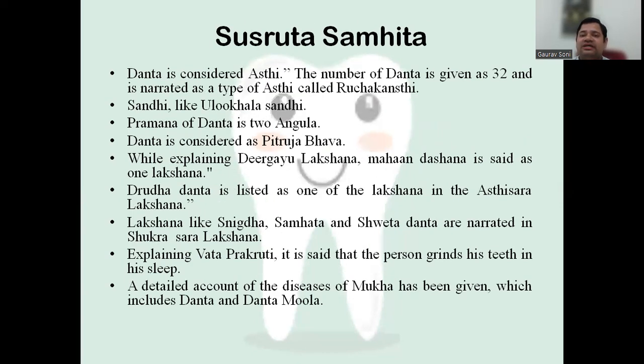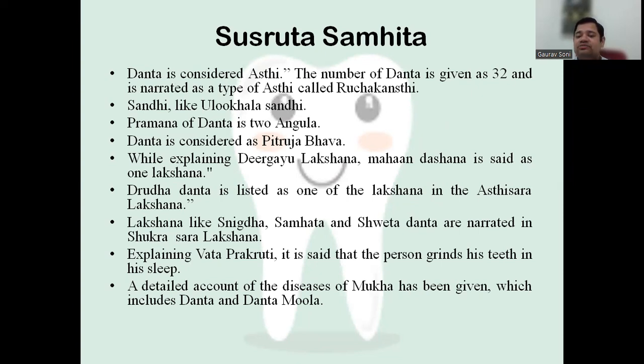Then in Sushrut Samhita, again, it is considered to be a type of Asthi. The number is 32, and that particular type of Asthi is called Ruchak Asthi. Ruchak means one which gives taste. After the food is chewed, it mixes with saliva, and then the tongue identifies the taste. That's why it is called Ruchak Asthi. According to Sandhi, it is a type of Ulukhala Sandhi, like the ball and socket joint in modern terms. Praman of Dant is 2 angula.